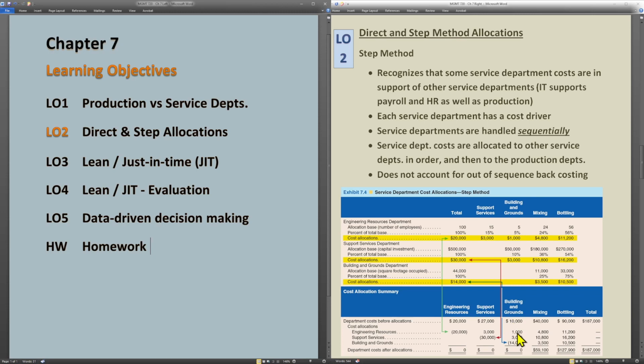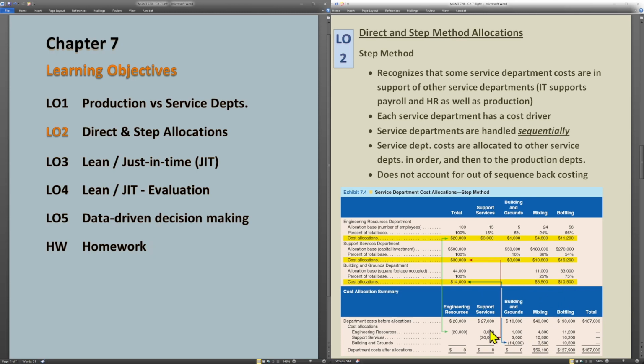It absorbed 1,000 from the first service department, engineering resources. It absorbed 3,000 from the second service department. So its total costs are 14,000, and its allocation base is square footage. Now remember, you only take the allocation base of the departments you're servicing, not your own department. So here the two square footages are 11,000 and 33,000, so 44,000 total. So again, 11,000 out of 44 is 25%. 33 out of 44 is 75%. So we're going to allocate this 14,000 on a 3,500 and a 10,500 basis.